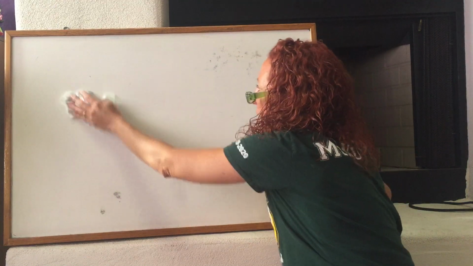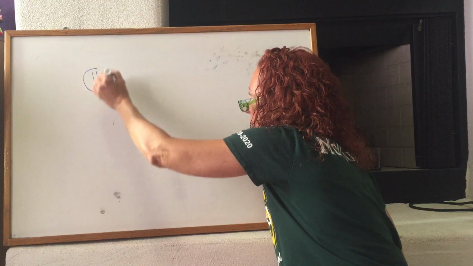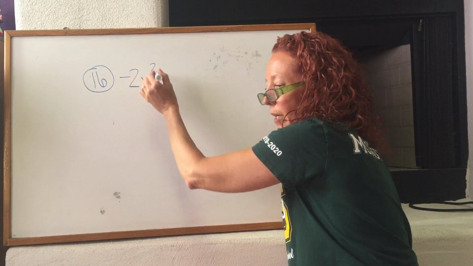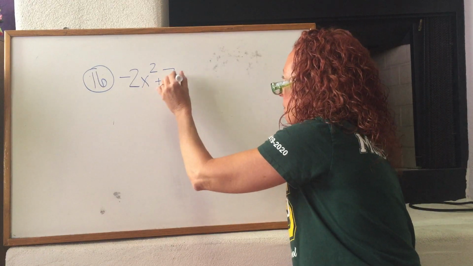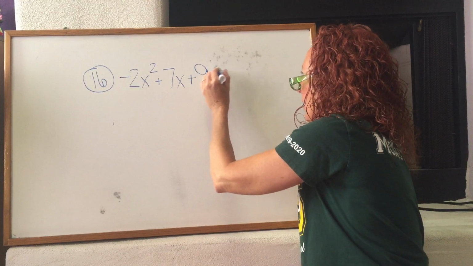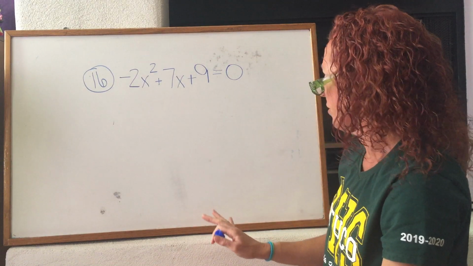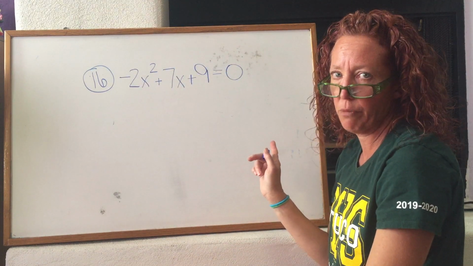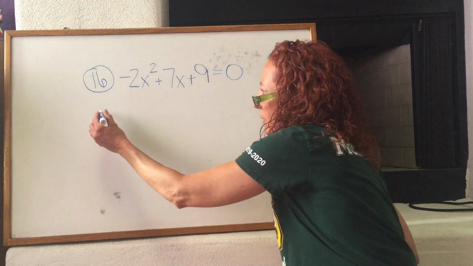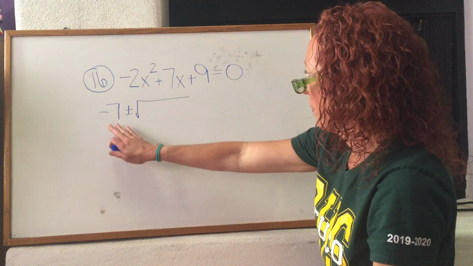All right, 16. We have negative 2x squared plus 7x plus 9. Looks like this guy is going to factor. I don't love that it starts with a negative, so if you're going to choose factoring, I would multiply everybody through by negative 1, and then you could probably factor with the slip and slide method. I think, just to practice, I'll go through and do it with the quadratic formula.